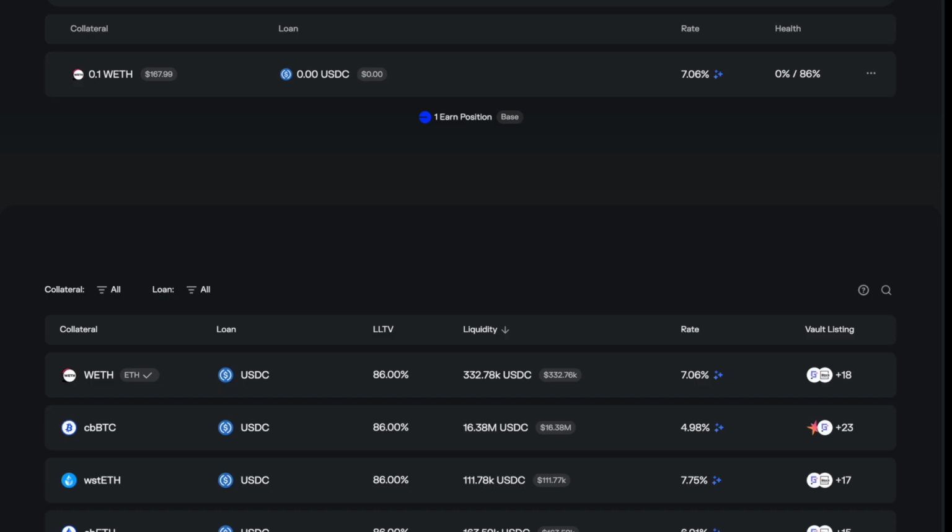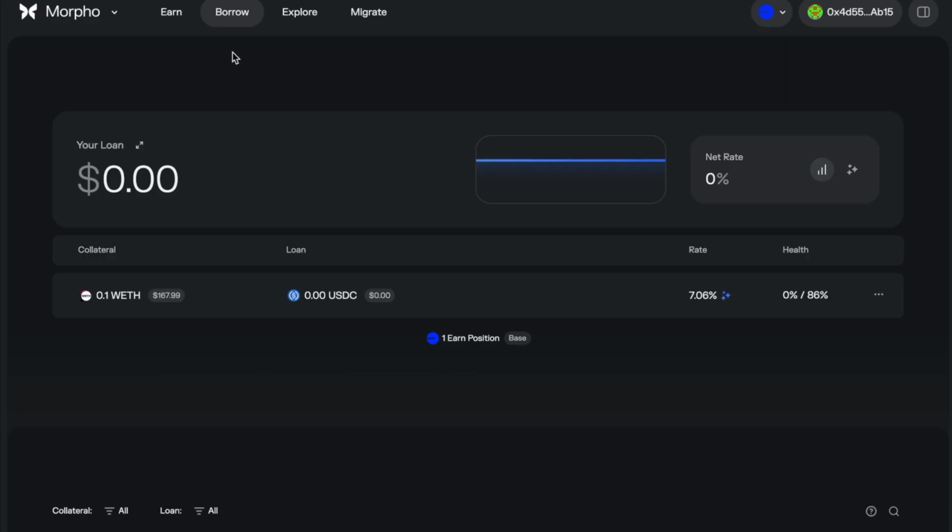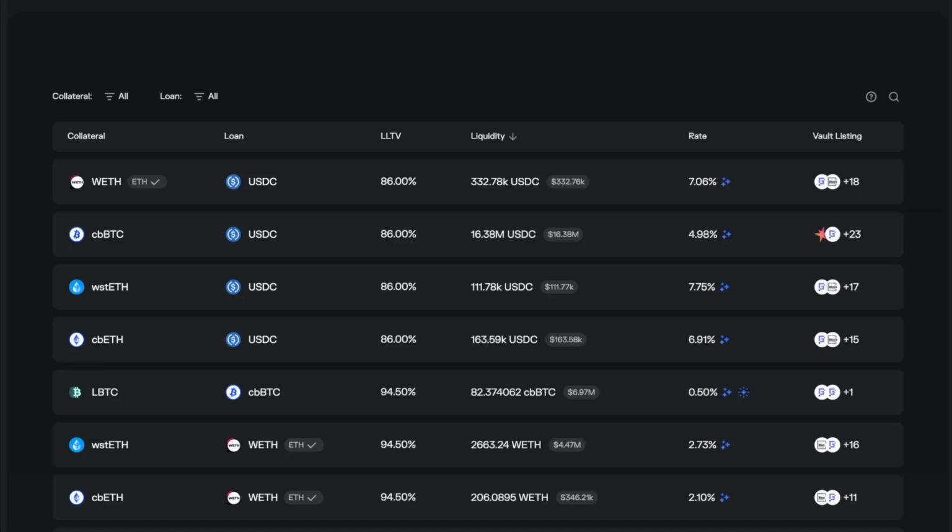So coming back into Morpho, it doesn't have a flashy front end. It's a lending and borrowing market. There are two tabs here: there is earn and there is borrow. We're going to start with borrow. Borrow is also known as Morpho Blue.